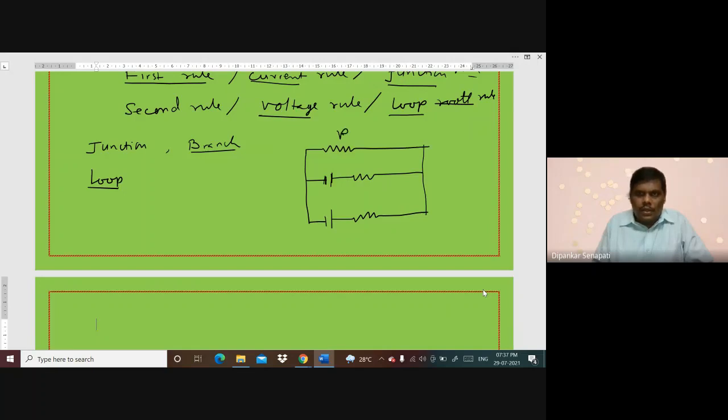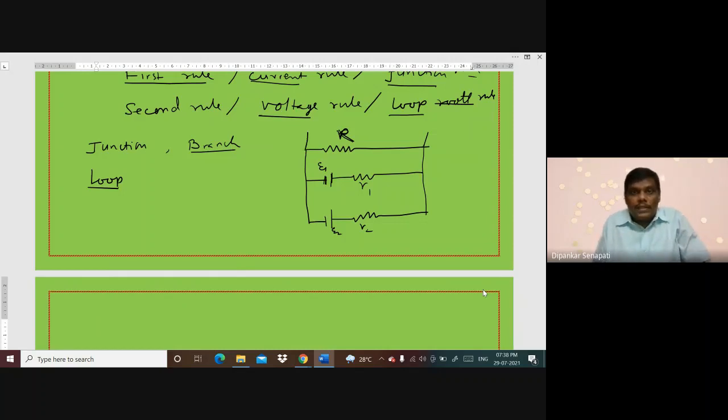Okay, this is R. This resistance is R1. This resistance is R2. EMF is E1. That is E2. E1 and E2. Okay. Now, what are junctions? Suppose this is also a part of some extended circuit like this. Okay, extended circuit.